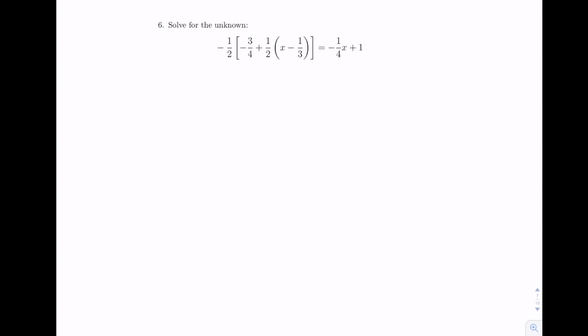Question 6. We want to solve for the unknown. So let's simplify our left-hand side and our right-hand side, although there's nothing really to do on the right-hand side. I'll first try to simplify what's inside of these square brackets. Let me rewrite it here.